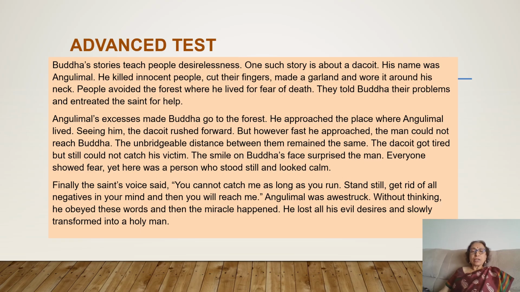Seeing him, the dacoit rushed forward. But however fast he approached, the man could not reach Buddha. The unbridgeable distance between them remained the same. The dacoit got tired, but still could not catch his victim. The smile on Buddha's face surprised the man. Everyone showed fear. Yet here was a person who stood still and looked calm.